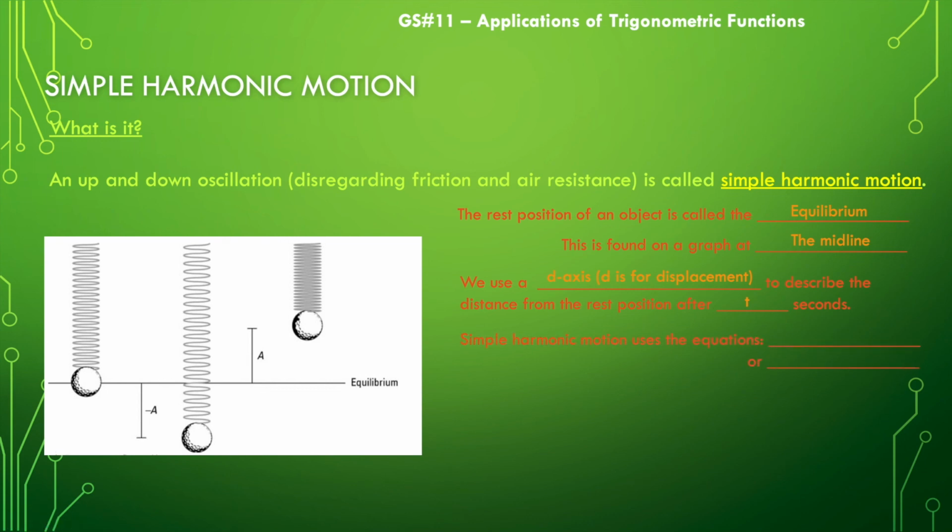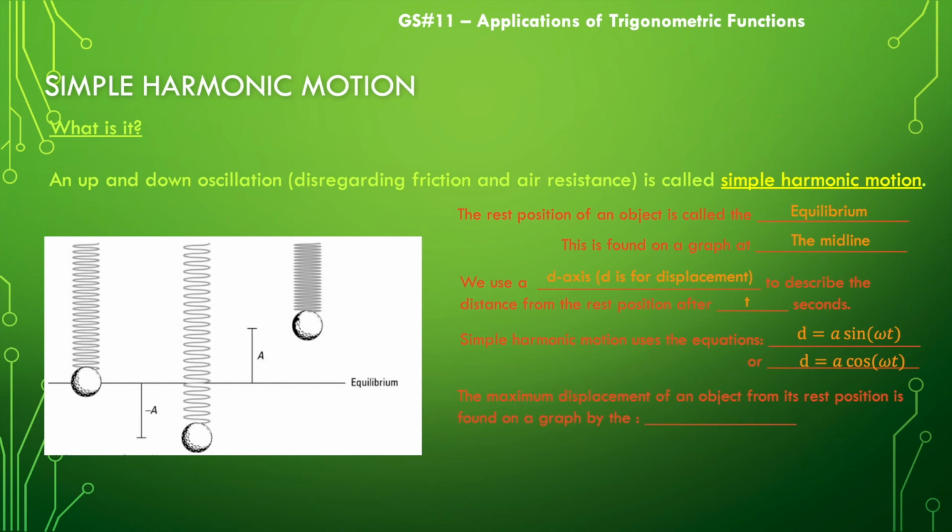Simple harmonic motion uses one of these two equations. d equals a times the sine of omega t, or d equals a times the cosine of omega t. Depending on what we're doing, we'll use either sine or cosine. This looks an awful lot like a simple sinusoidal function, right? Instead of using x for our variable, we're using t because this is going to be a function of time.